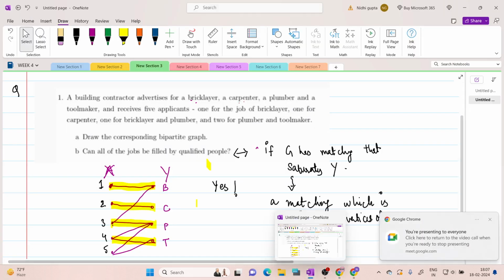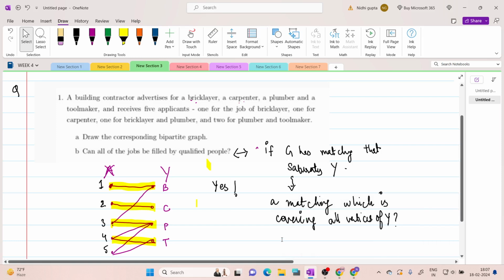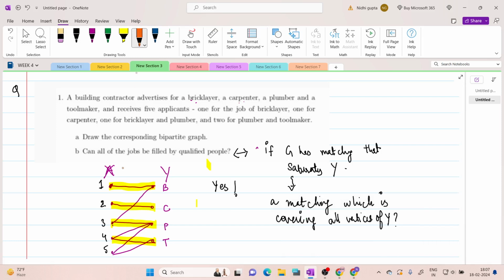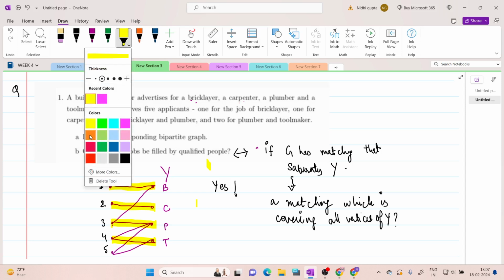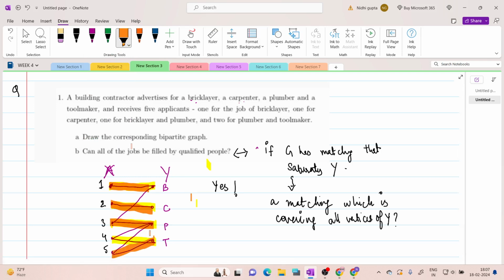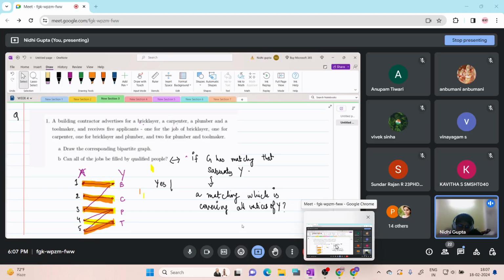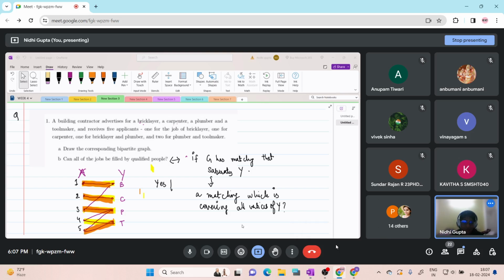Ma'am, instead of 4 to toolmaker, 5 to toolmaker may be taken in the matching. Yes, that is also right. So you are saying we can consider the other matching. Yes, you can do that. Matching need not be unique. So you are saying we take this, this, this, and this, right? Yes, that is also a correct answer. So a matching need not be unique. In this case, we see that there are two matchings.